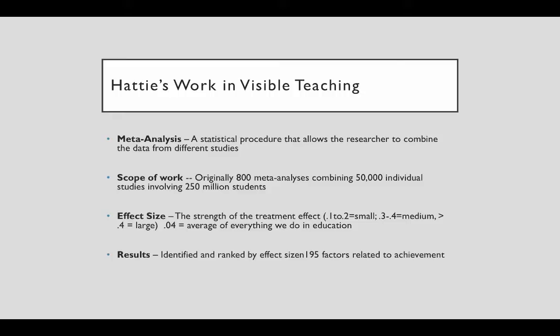Again, it's a statistical procedure, and to make a little sense of it, the strength of the effect from 0 to 0.2 is a positive effect. Anything that's above 0 is a positive effect, but it's a small effect. From 0.3 to 0.4, it's a medium effect. And over 0.4, it's considered a strong effect or a large effect. And so if you average everything we do in education, it's about a 0.4.